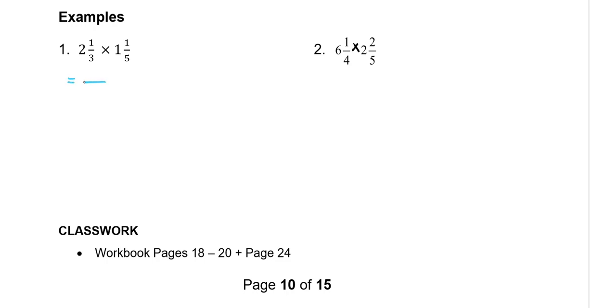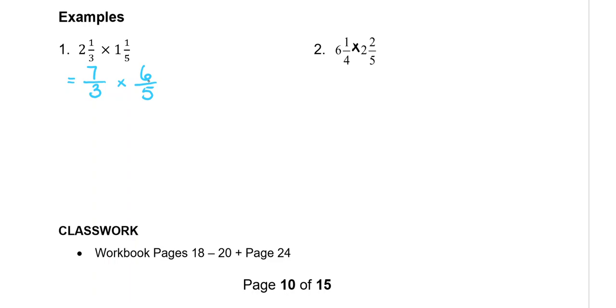Starting with the 2 and 1/3. The 3 on the bottom stays on the bottom. Hands up, what is the number on the top? 7. Because it is 3 times 2, which is 6, plus 1 makes 7. All right, now the second one. The 5 on the bottom stays on the bottom. Top number? 6. Okay, now let's look and see if we can cancel.